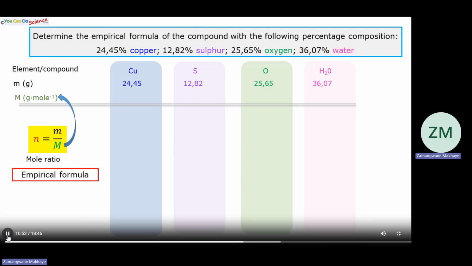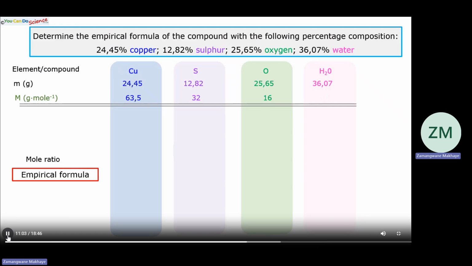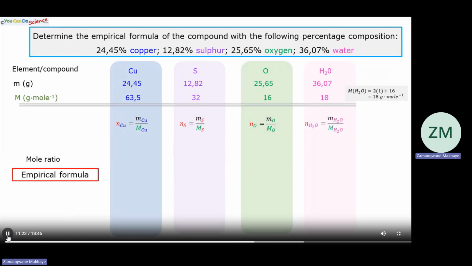This equation is used to calculate the number of mole after the atomic masses of copper, sulfur, and oxygen are obtained from the periodic table, and the molecular mass of water is calculated. Remember to show the steps. The equation to calculate the number of mole must now be written specifically for each element, also for water. All substitutions must be shown before completing the calculations.